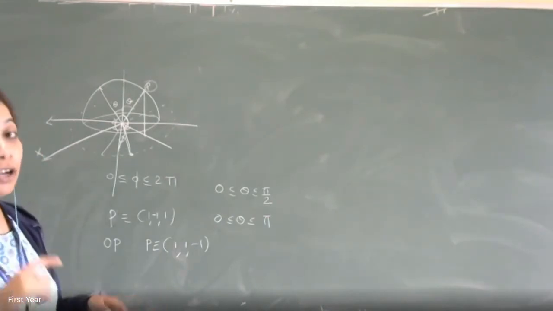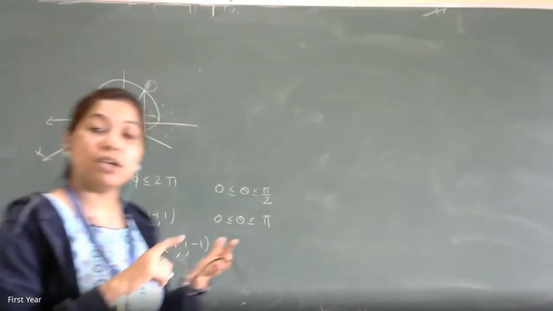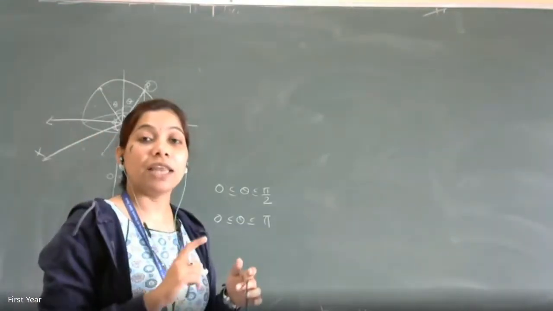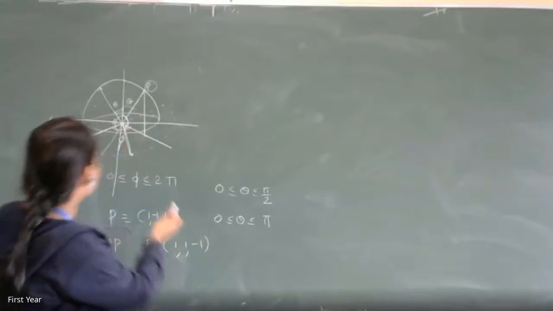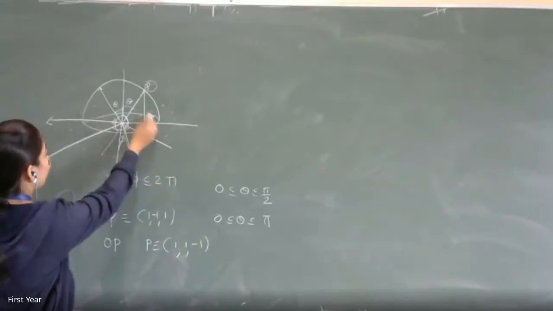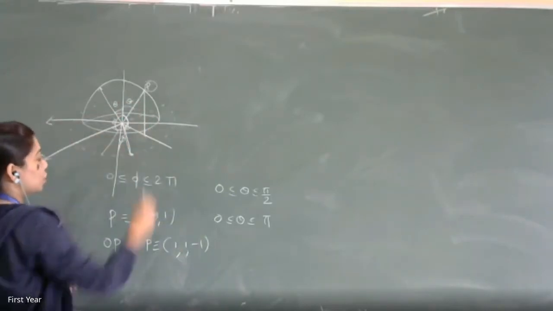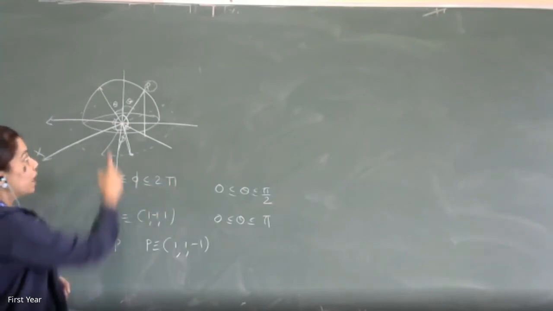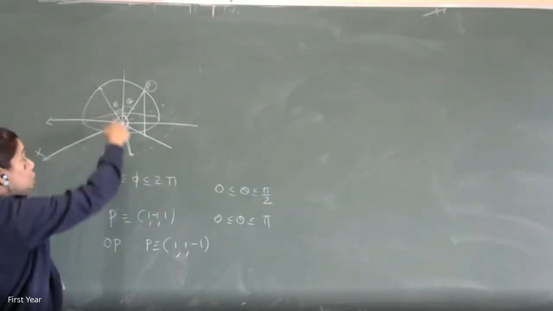So if you have understood that theta is going from 0 to pi maximum and phi is 0 to 2 pi, because phi is this rotation, which is obviously a 360 rotation. So phi is lying between 0 to 2 pi. But theta is measured with the positive z axis.